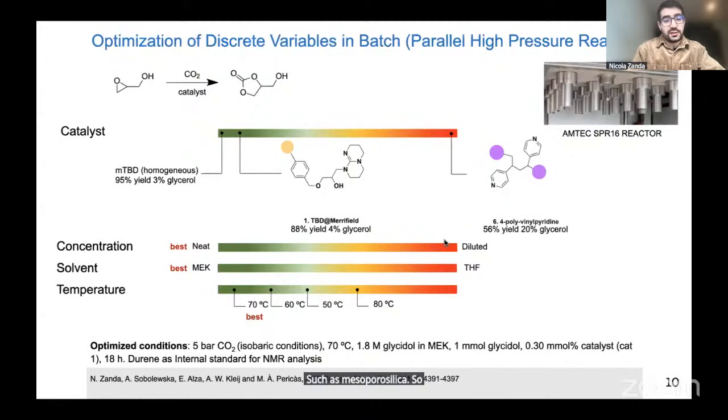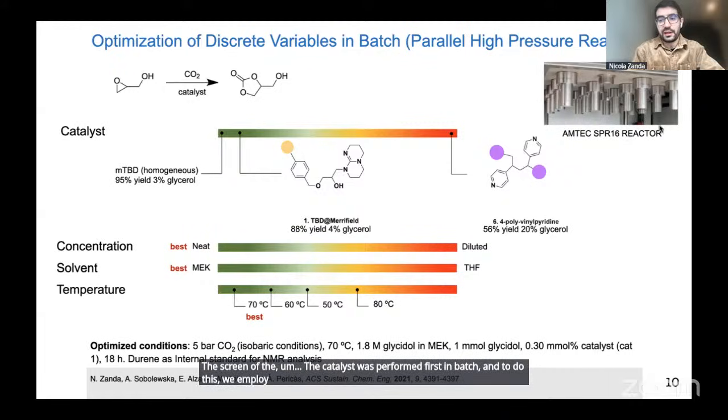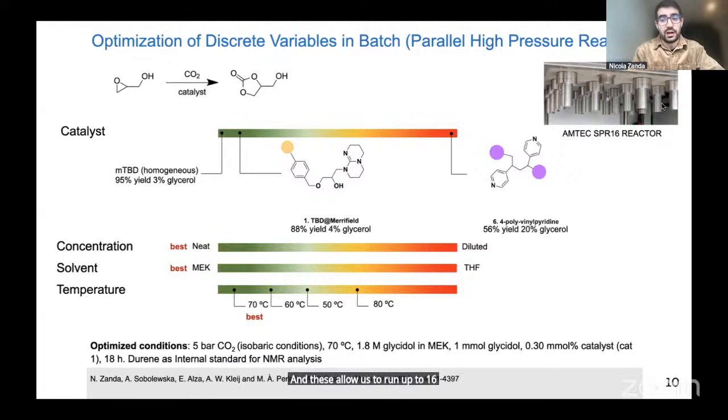So here is a scheme that summarizes the main results. The screening of the catalysts was performed first in batch. And to do this, we employed the Amtech SPR16 reactor. And this allows us to run up to 16 reactions in parallel under pressure, and with the possibility to vary some parameters at the same time, such as pressure, temperature, but also the isobaric or not condition of CO2.